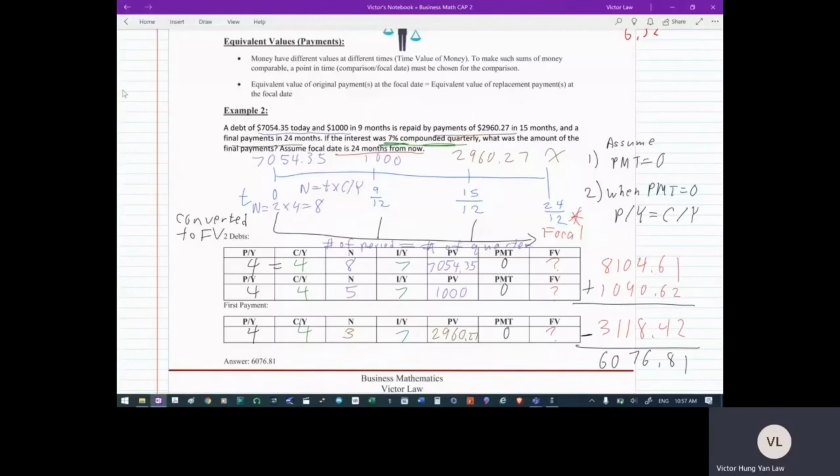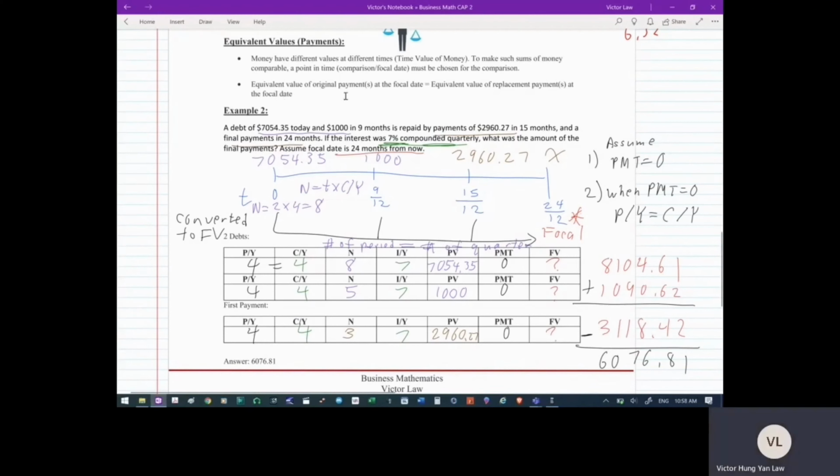The next topic is equivalent values. So we have learned this topic when we talked about simple interest. The only difference now is that we're using compound interest instead of simple interest. And the good thing about this is that now we can use the financial calculator for some of the calculations. And the concept is the same.